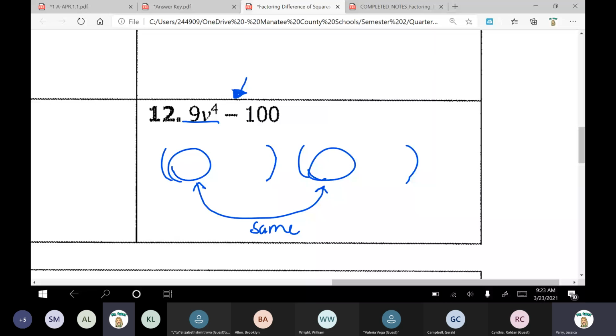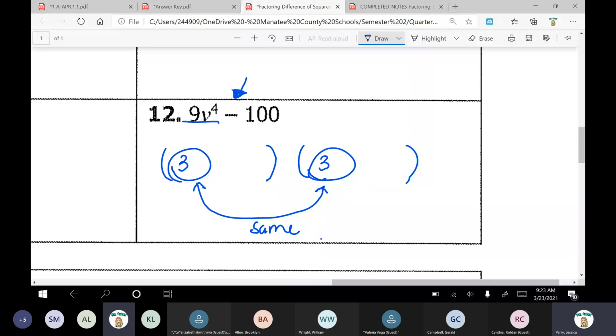Just look at the coefficient first, the number. What times what is 9? It's got to be the same number. I see a 3. Perfect. So 3 times 3 is 9. Perfect. Now let's look at our variable part.